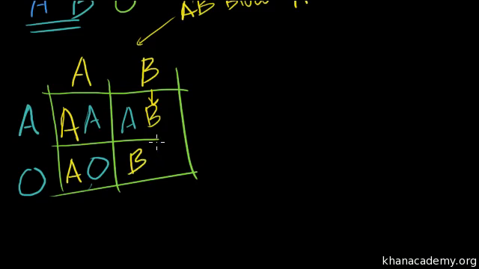Let me write this way. B from your mom, that's this one. Or the O from your dad. And this is a B blood type.